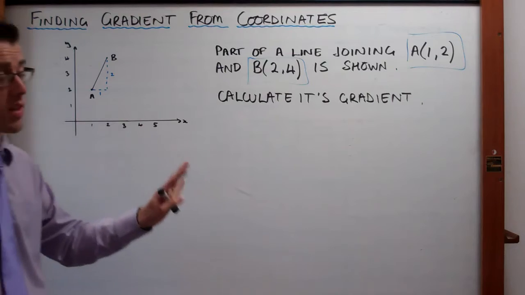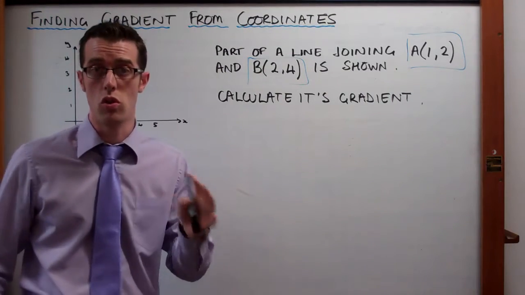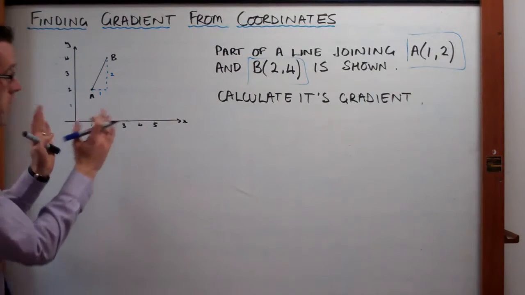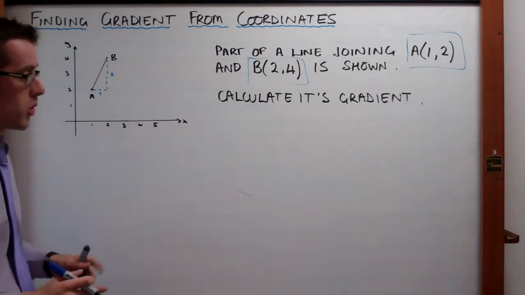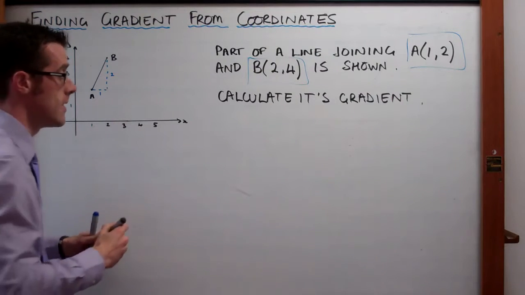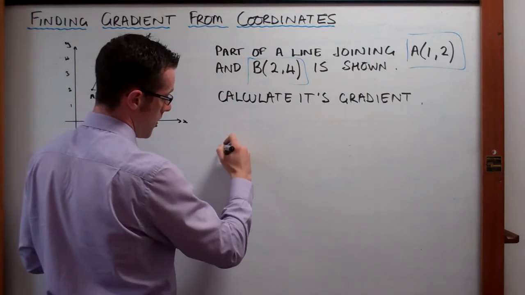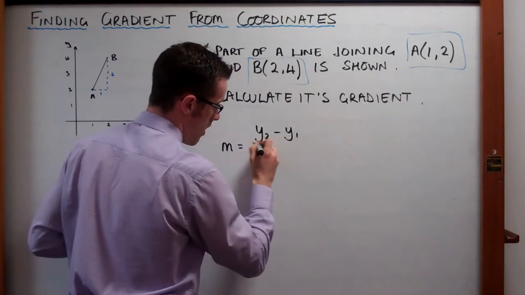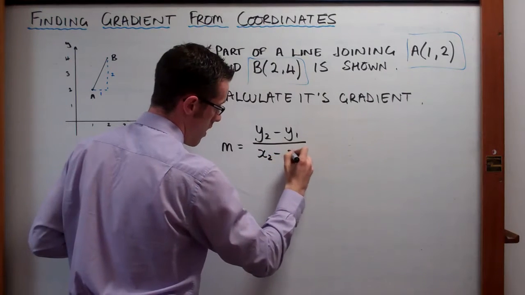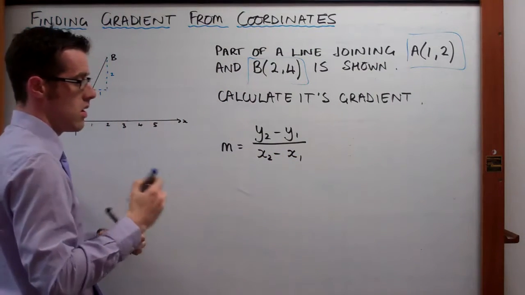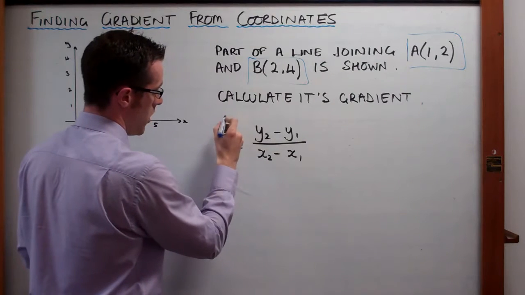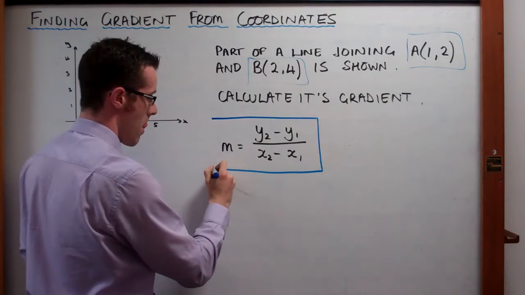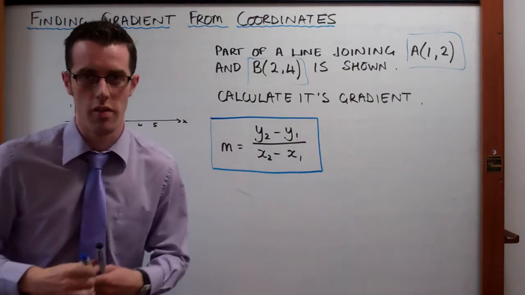So we're going to do this time by using a formula that allows us to do it from the actual coordinates themselves instead of having to draw out all of this and measure how many across and how many up. Okay, so the formula itself looks like this. We've got m for gradient is equal to y2 take away y1, so the difference in the y coordinates, divided by the difference in the x coordinates.